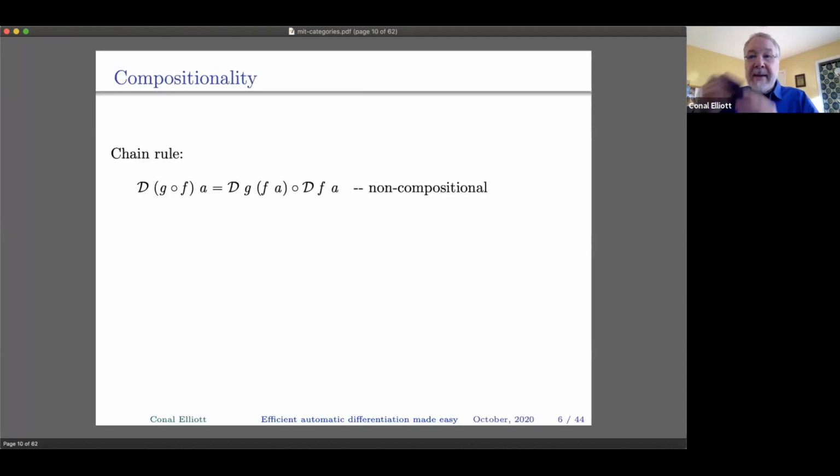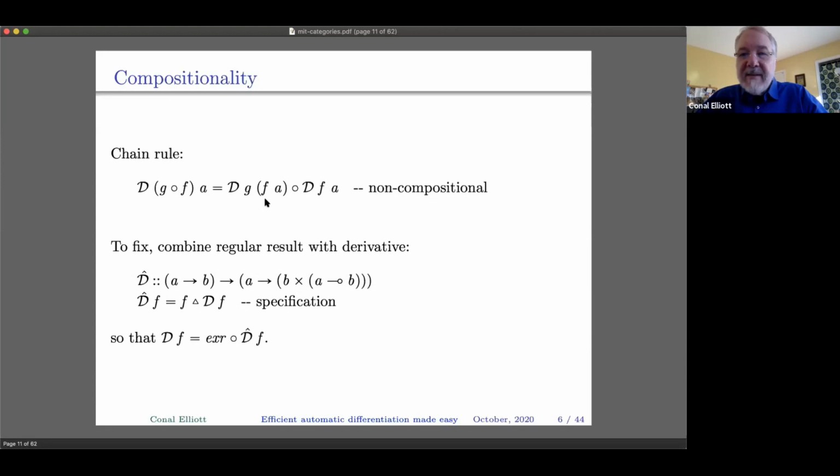Now, let's look again at the chain rule. The chain rule is a bit non-compositional in the following sense. The derivative of G compose F is not built up merely from the derivative of G and the derivative of F, because it also needs F itself at A. So this is actually a breakdown in compositionality, and it has to be addressed somewhere, or we're not going to get a nice algorithm. We're not going to get an algorithm at all.